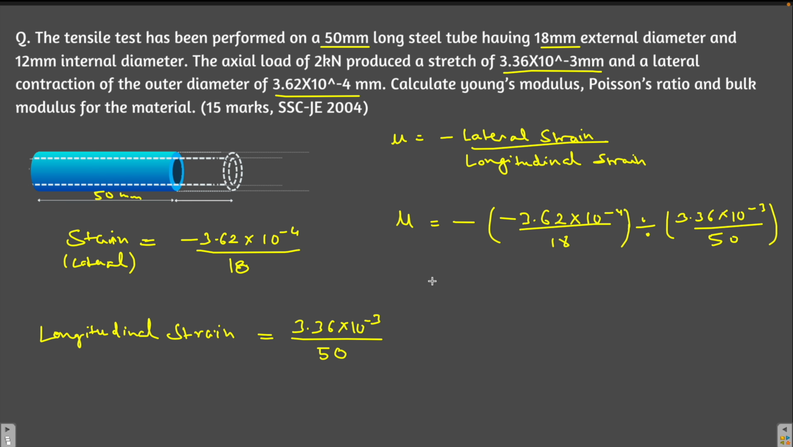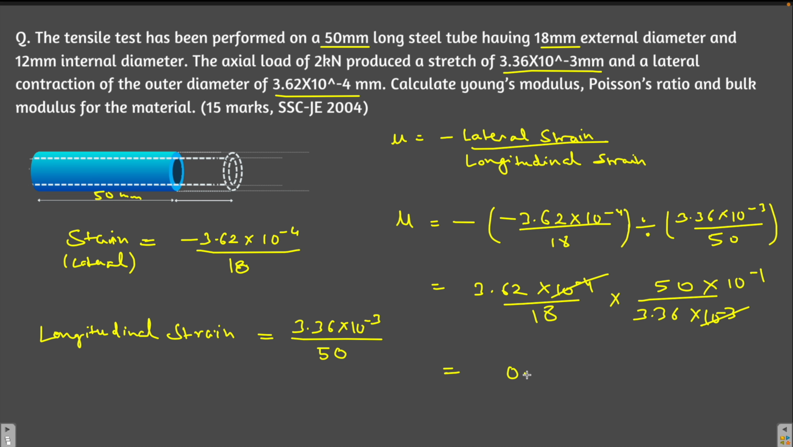Now if you solve this, you will get 3.62 into 10 to the power minus 4 by 18 multiplied by 50 into 3.36 into 10 to the power minus 3. So this minus 3 and minus 4 will be gone, and you will be left with 10 to the power minus 1, and this negative sign also becomes positive. If you solve this, you will get the answer as 0.299. I'm not solving this, you have to calculate this on your own, and it comes out to be nearly about 0.3. So this is the value of Poisson's ratio.